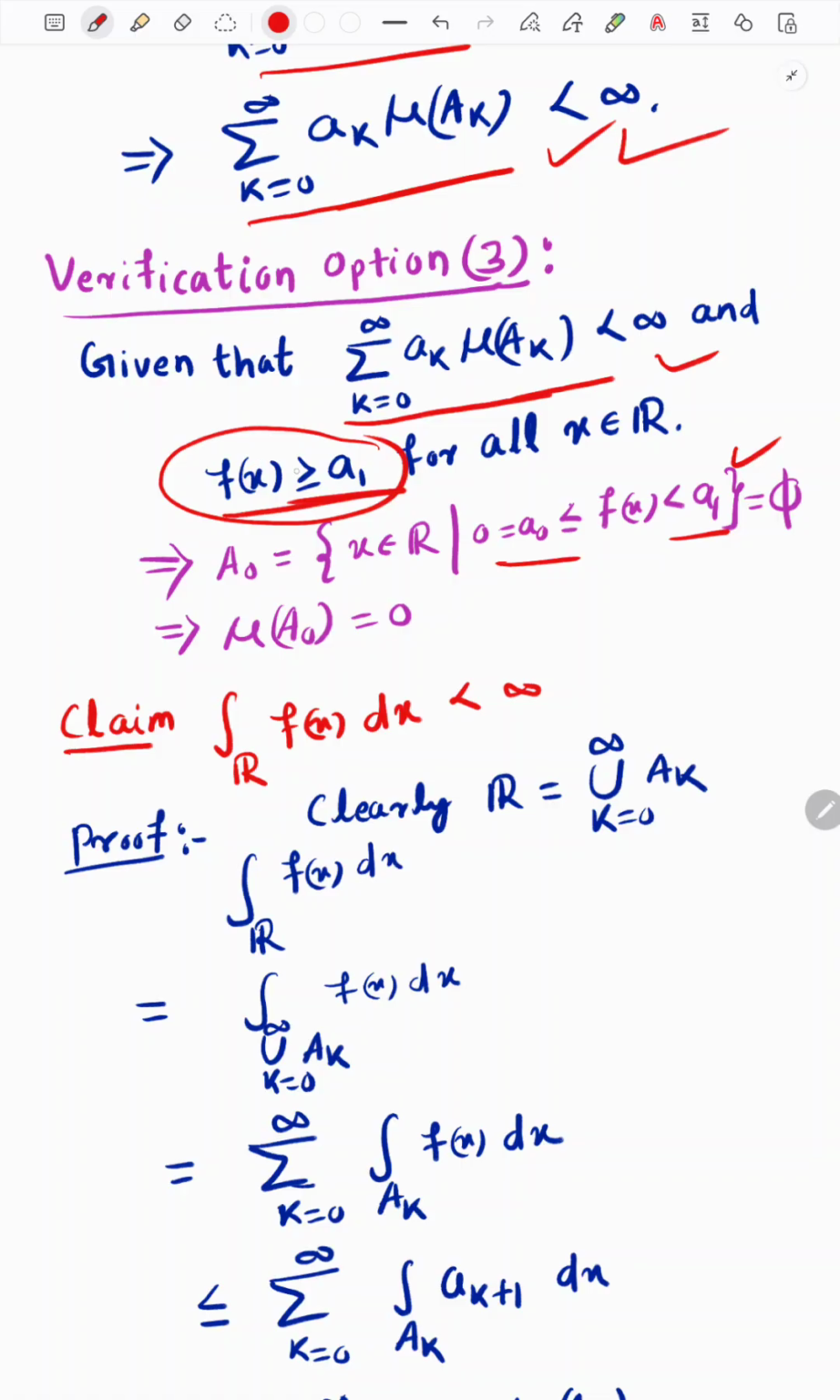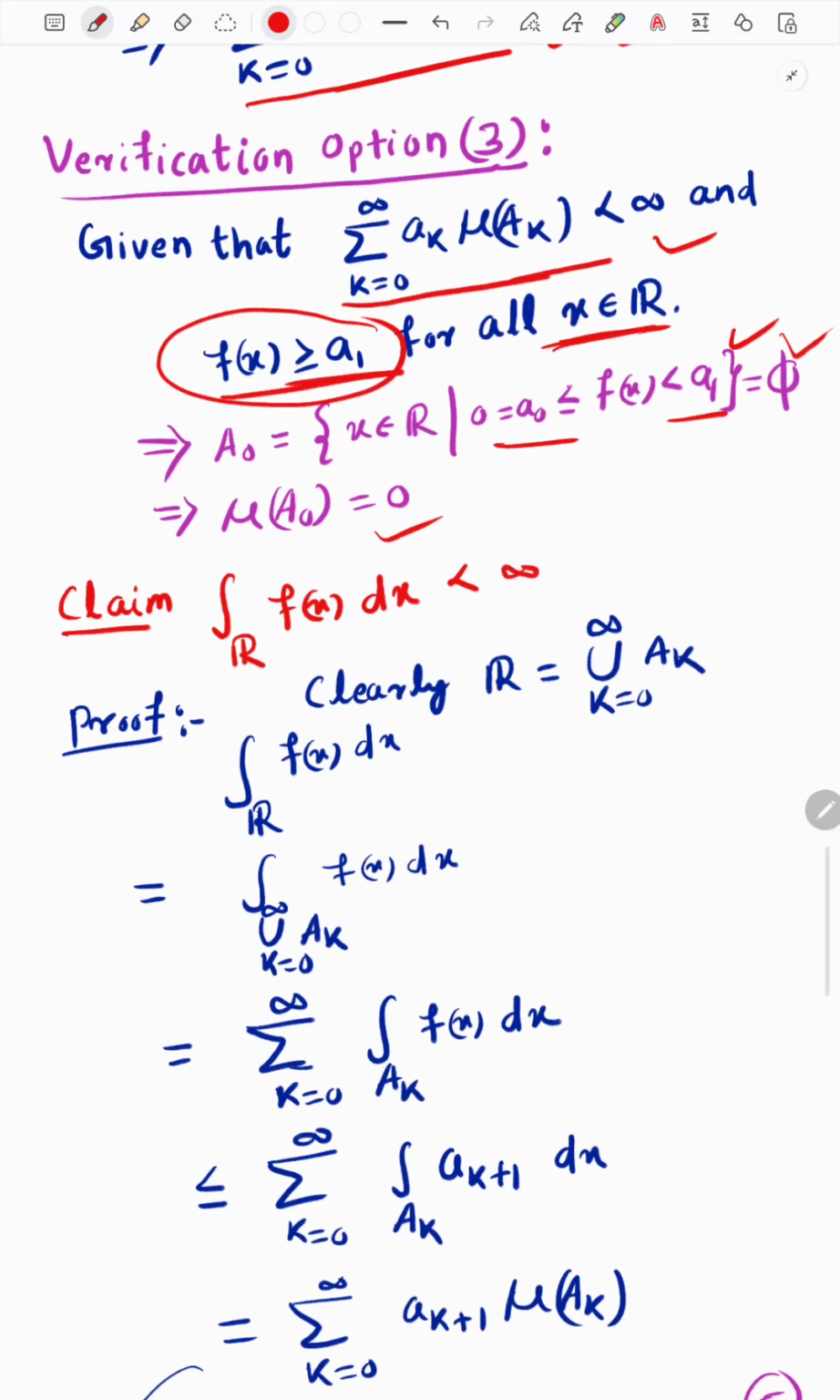But we know that our f of x is greater than or equal to a1, but it is saying that f of x is strictly less than a1. So there is no such x, because our f satisfies that f of x is greater than or equal to a1 for all x belongs to R. But it is saying that A zero contains all the points for which f of x is strictly less than a1. So there is no such point. Means what? A zero set is a phi set. So measure of A zero is equal to what? 0. Okay. It will be used later.